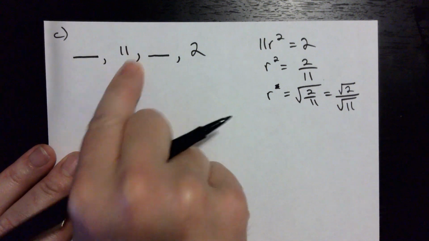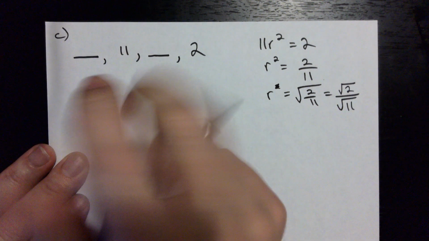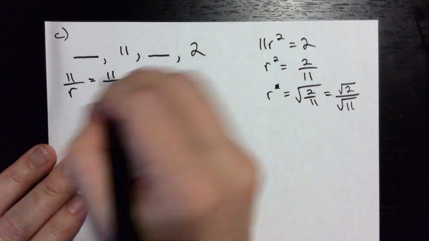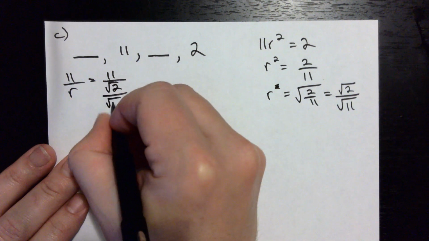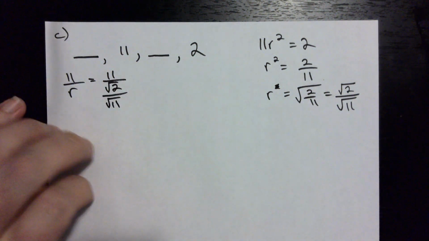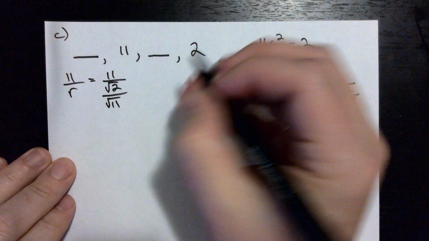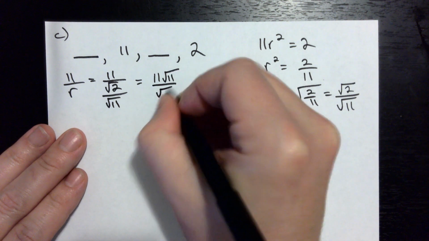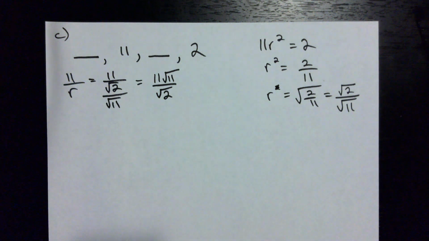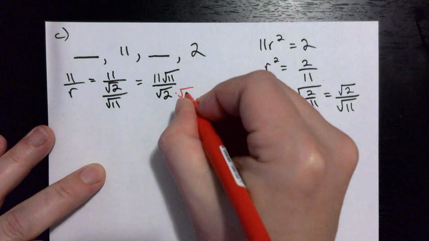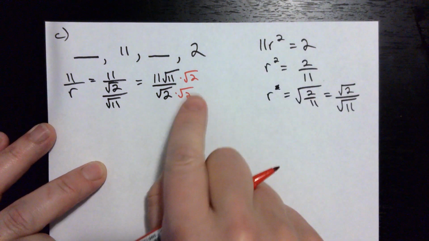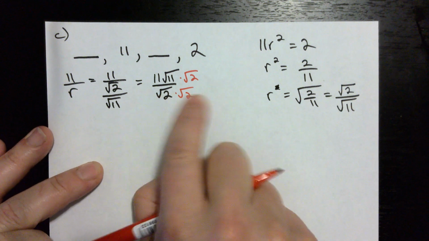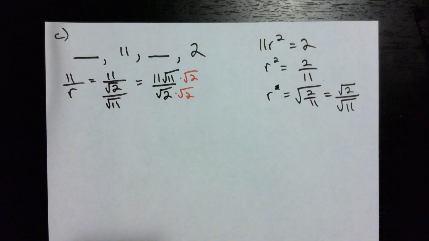Okay, so let's work backwards first. In order to go backwards, you need to divide the term by r. So 11 divided by r, and that will be 11 divided by the square root of 2 over the square root of 11. Now, if you have a fraction within a fraction, you flip the bottom one and multiply, so it'll become 11 times the square root of 11 over the square root of 2. Now, you can't leave a square root on the bottom, so we can multiply by the square root of 2 on top and bottom to make it go away, because the square root of 2 times the square root of 2 is the square root of 4, and the square root of 4 is 2. So this entire thing turns into 2 on the bottom.